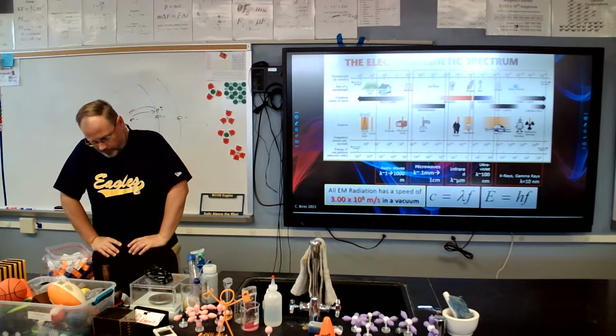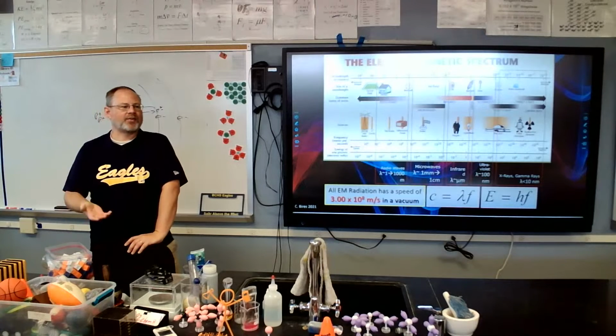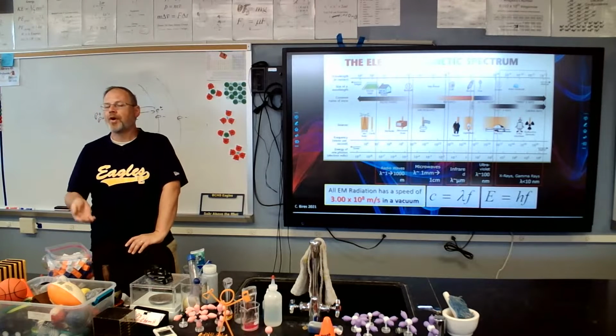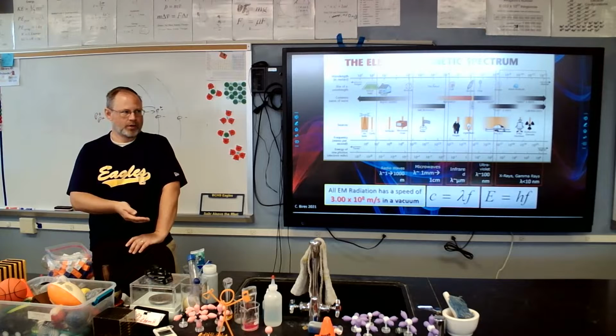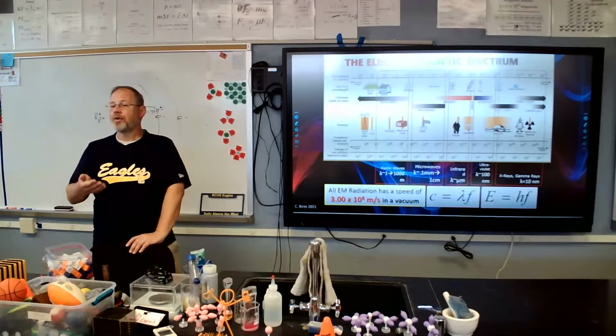So what does that mean? Blue visible light has a higher frequency than red visible light. So blue photons carry more energy than red photons.